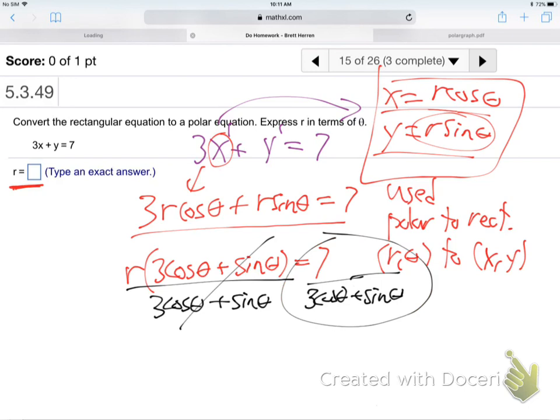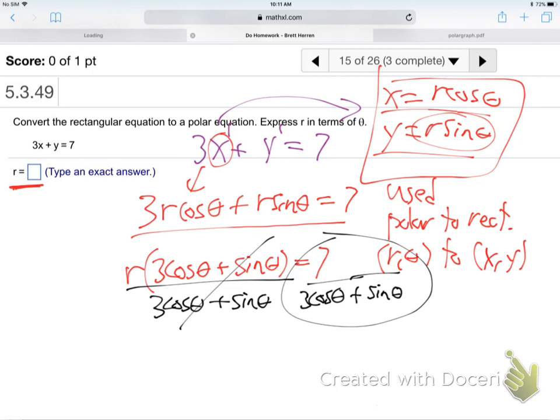It's 7 over, I don't know if you can read that. I got kind of scribbly down there. It's 7 over 3 cosine theta plus sine theta. And we did it. We changed that xy equation into an r theta equation.